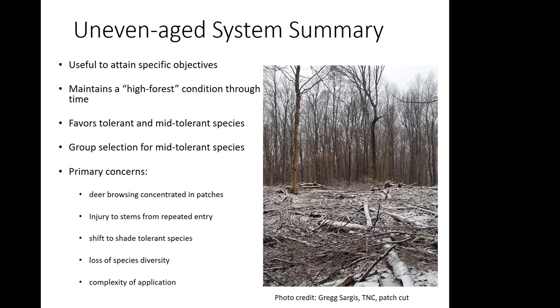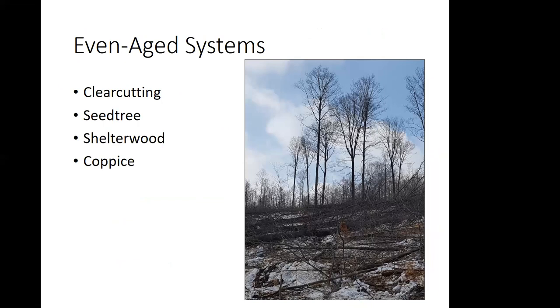You're not going to largely regenerate early successional species such as paper birch and quaking aspen and black cherry, some of those species, which may not be of concern to you, but there will be reduced species diversity, and it's a more complex system to apply. So you need somebody that's familiar with those details.